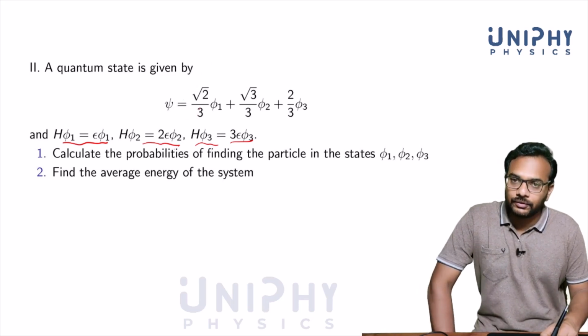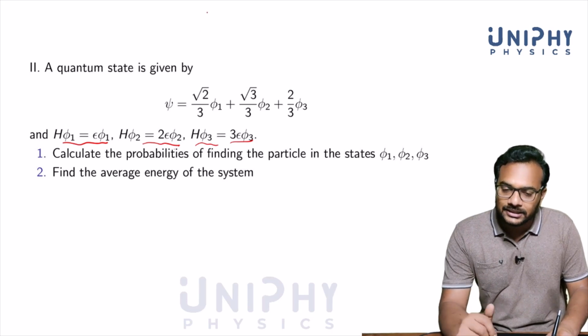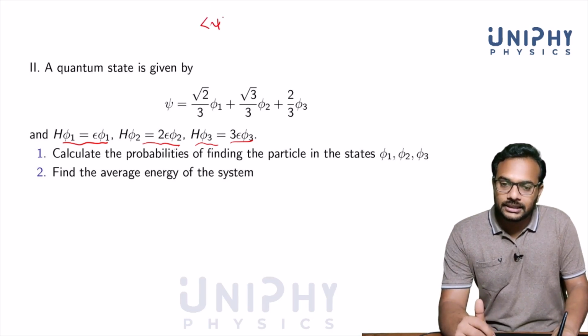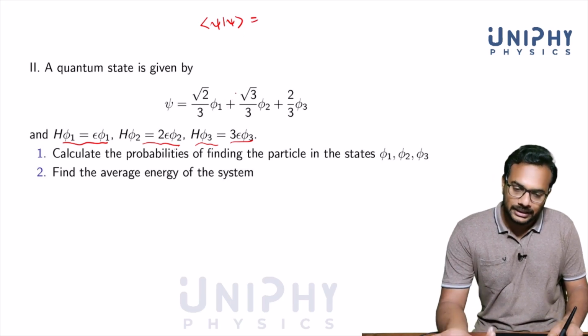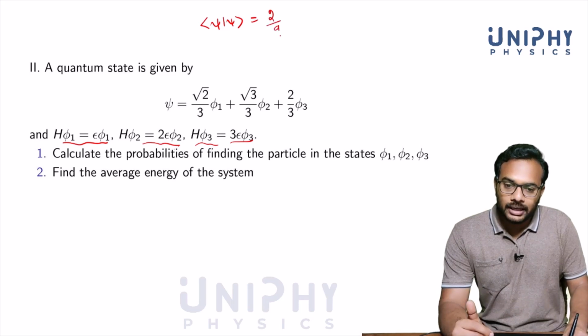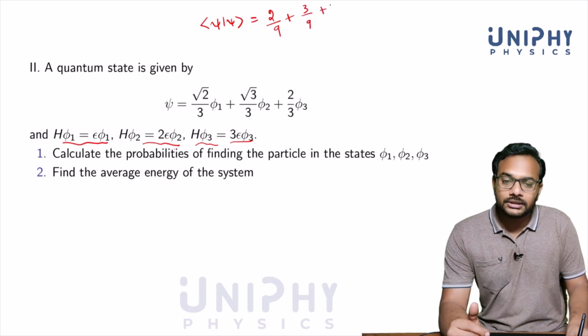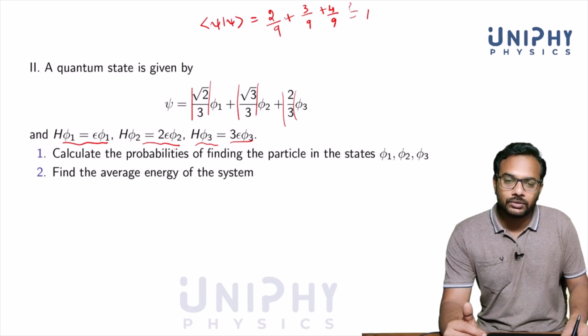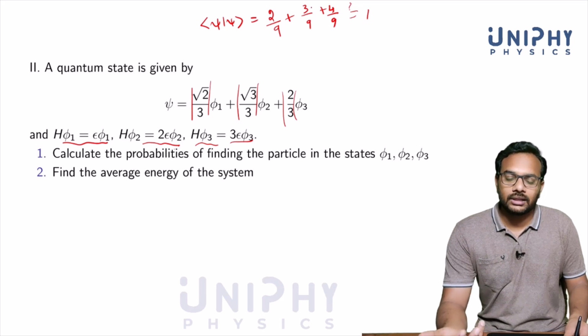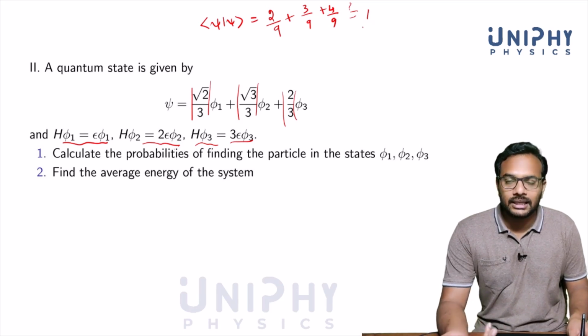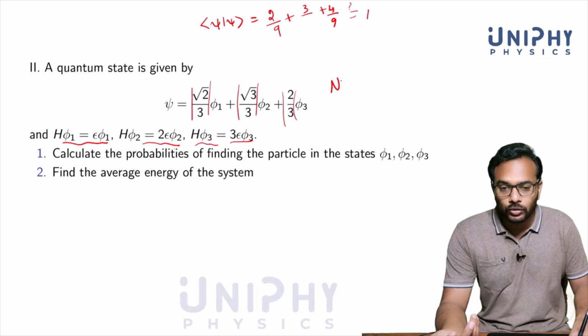So let's first check whether the state is normalized. How do we do that? We find psi with psi, the inner product. We assume that this is an orthonormal basis set. So what we have here is 2 by 9, the modulus square, plus 3 by 9, plus 4 by 9. This is the modulus square of this plus the modulus square of this plus the modulus square of this. We check whether this is equal to 1, and what do we see? 2 plus 3 is 5, and 5 plus 4 is 9, and 9 by 9 is 1. So the state is normalized.